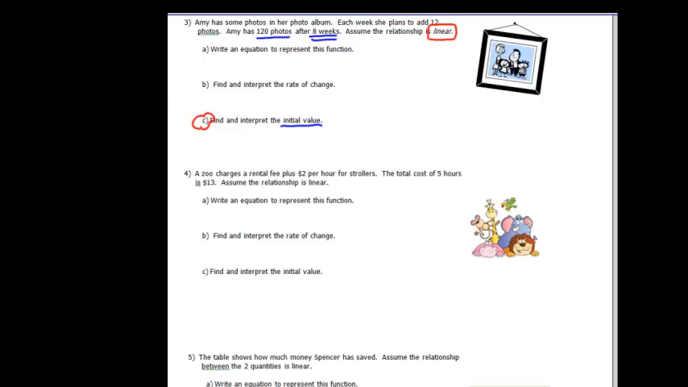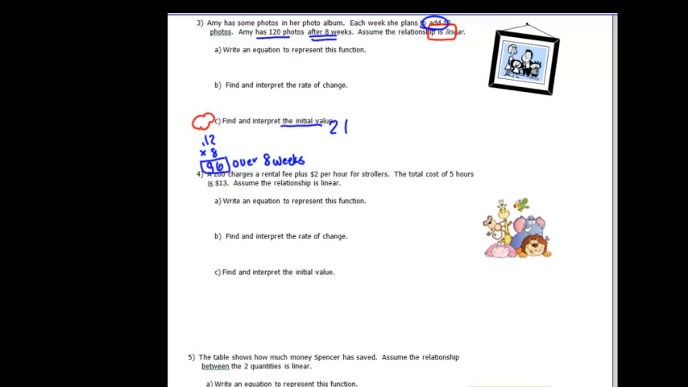And she added 12 photos per week. Well, 12 times 8, 8 times 2, 16, carry the 1, 8 times 1, 8, 96. So if she added 12 photos per week, she added 96 photos over 8 weeks, right? So what did she have at the beginning? She had 120 minus 96, which is 24 photos. Oops, sorry, that should not be moving. 24 photos to start.